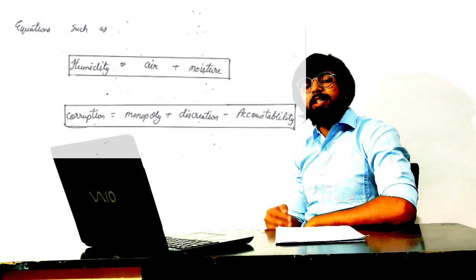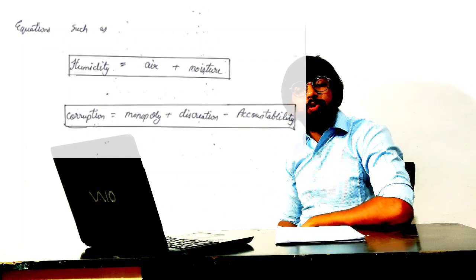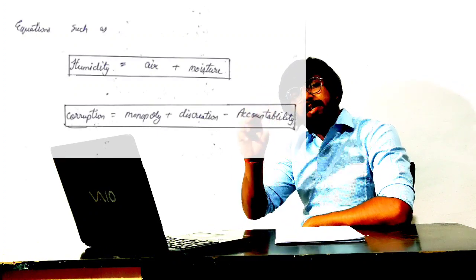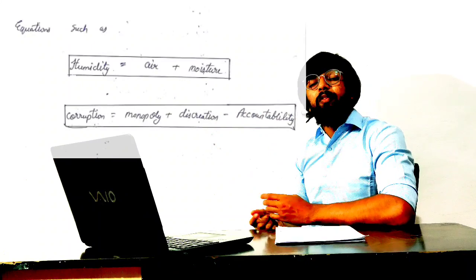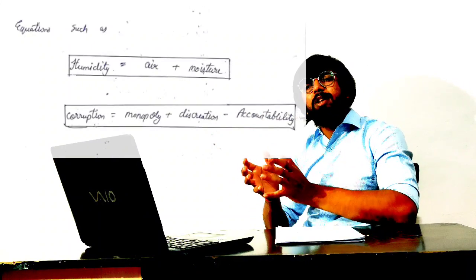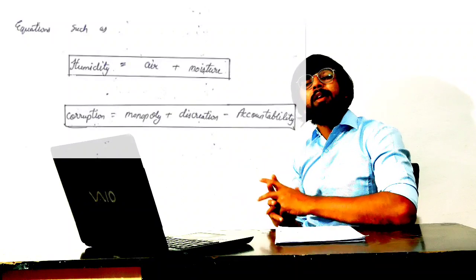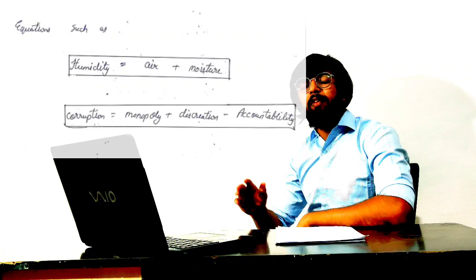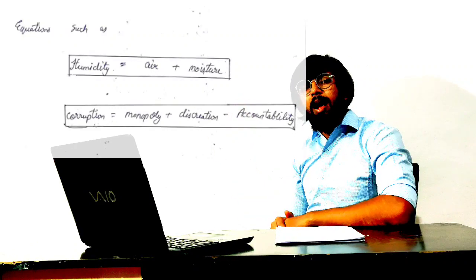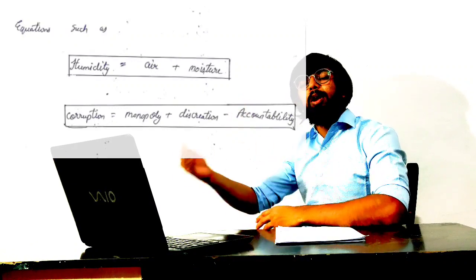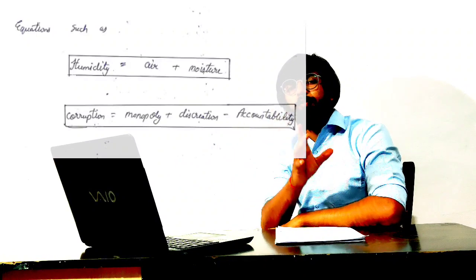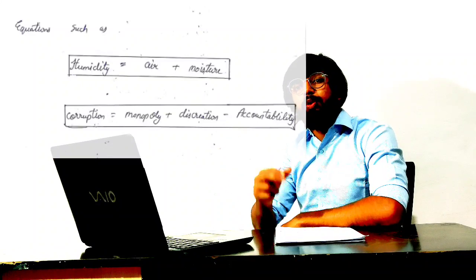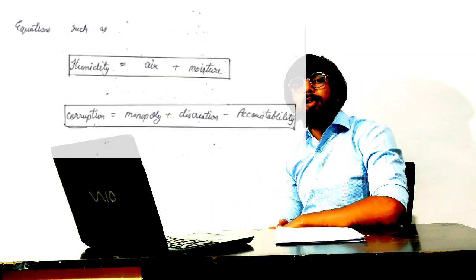The second example of an equation I have given is from the ethics portion, that is corruption. Corruption equals monopoly plus discretion minus accountability. If a public servant has a monopoly of something, or anybody has a monopoly of some decision and is able to take the decision with his own discretion, he does not have to follow someone else, and if he is not accountable to anybody, then it is likely that corruption will take place. So such equations you can use to make your answer more attractive.